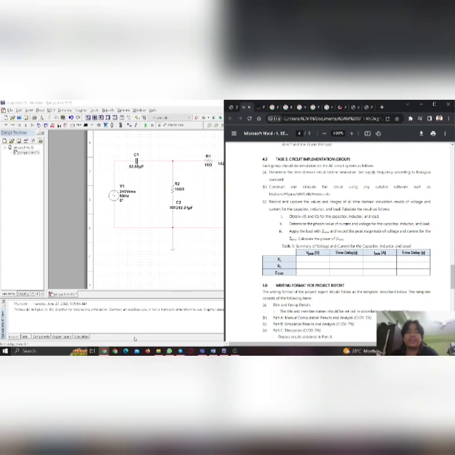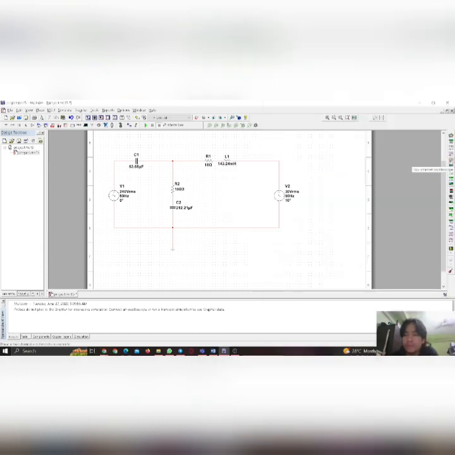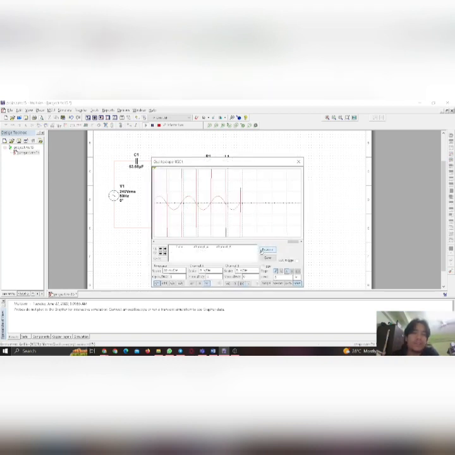For C3, apply the load with Zmax. For our Zmax, our RTH is equal to R2, so RTH is 150 ohms. To get the peak magnitude of voltage and current, we can use the oscilloscope. This is our clamp to get the waveform of current. We put channel B for current in ampere and channel A for voltage, and run. This is the waveform we get.